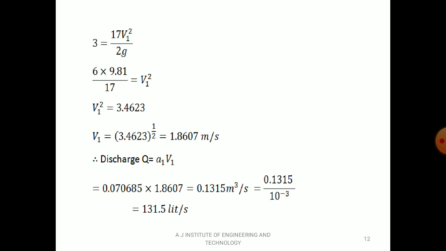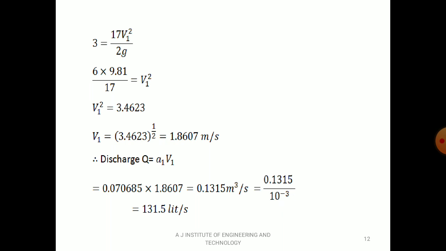So V1 square equal to 3.4623, or taking square root, V1 equal to 3.4623 to the power 1 by 2. So that is equal to 1.8607 meter per second. This is a velocity V1 at section 1 or pipe velocity. Therefore discharge Q equal to A1 V1. So you can go with A2 V2 as well, but for V2 you have to, by using V1, calculate V2 value, that is V2 equal to 4 times of V1. But we have V1 value and A1 value here, so you can directly use Q equal to A1 V1.